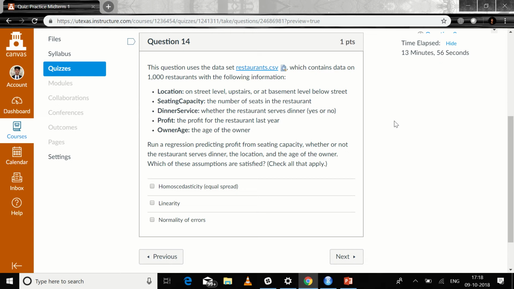Go to the next question. This one says run a regression predicting profit from seating capacity, whether or not the restaurant serves dinner, location, and the age of the owner, and asks you which assumptions are satisfied.